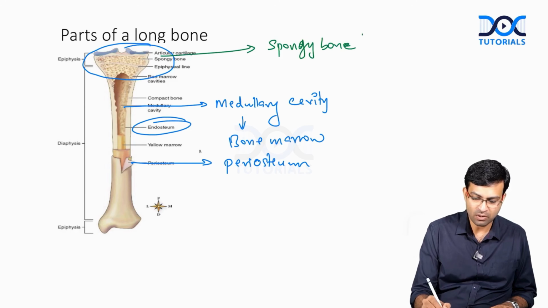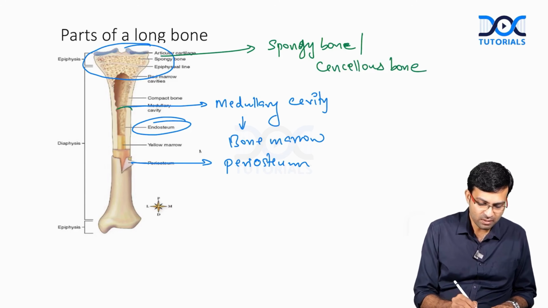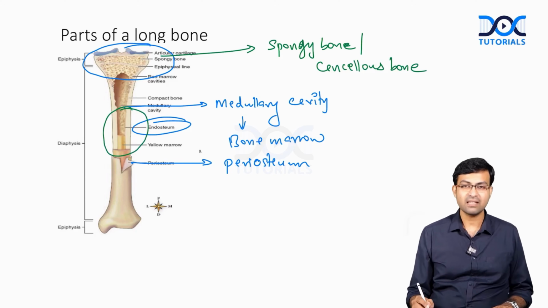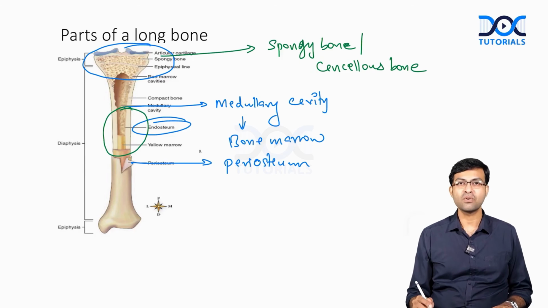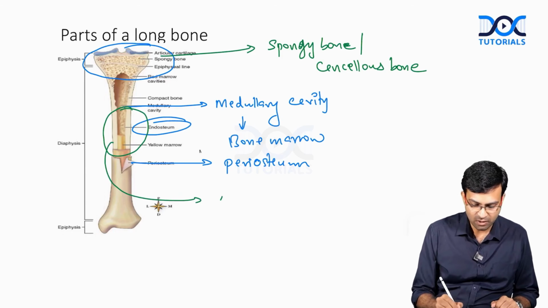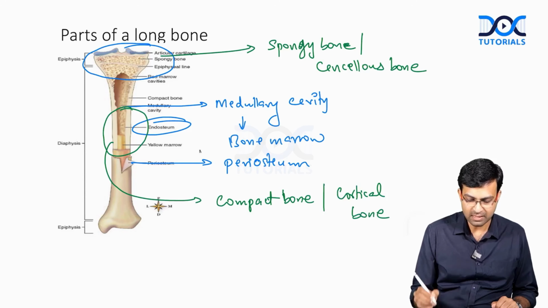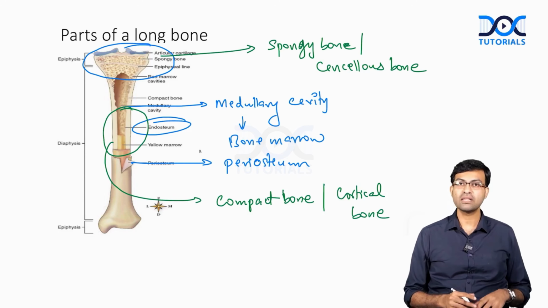Spongy bone, which is also called the cancellous bone. Okay. What about the cortex? In the cortex, the bone is very thick. In the diaphyseal region, the bone is very tough and thick, and this is called the compact bone, which is also called the cortical bone. So basically, you have two kinds of bone in the long bone.